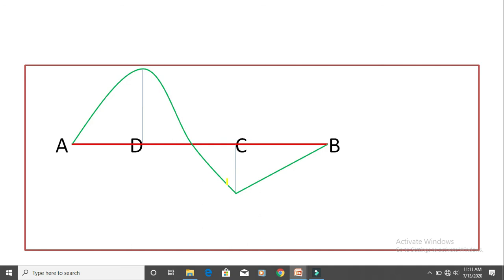In this problem, one new concept comes up, that is the maximum bending moment. Maximum bending moment means the point where the shear force diagram changes its sign, positive to negative or negative to positive. That point is called the maximum bending moment. The meaning of the maximum bending moment is that the value at that point is greater than at the other points. So this is about the problem of shear force and bending moment diagram. Thank you.